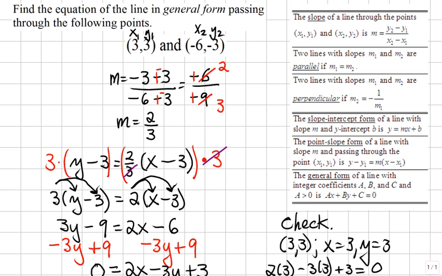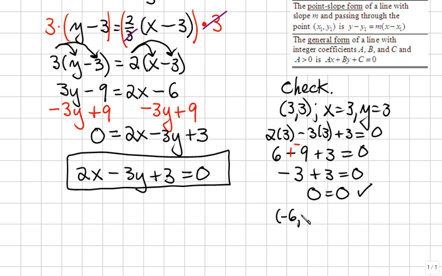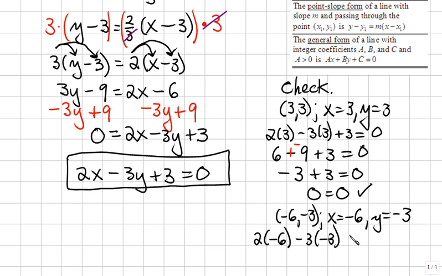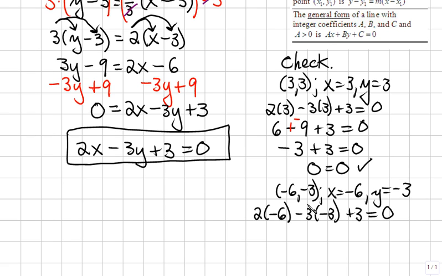Let's try our other ordered pair of negative 6, negative 3. So if we check negative 6, negative 3, this would mean that x equals negative 6 and y would be negative 3 in this equation. Replacing these in our equation, we get 2 times x is negative 6 minus 3 times y is negative 3 plus 3. Is this 0? Simplifying, 2 times negative 6 is negative 12 minus 3 times negative 3 is negative 9 plus 3. Is this equal to 0?